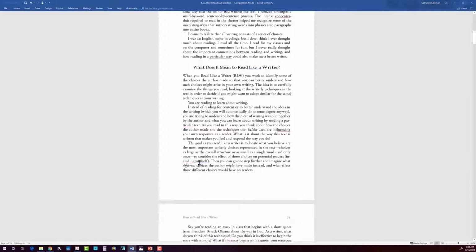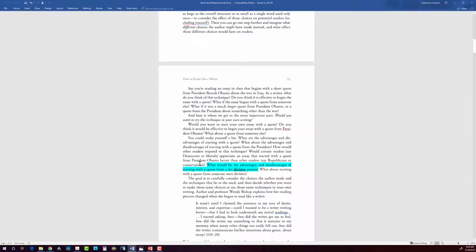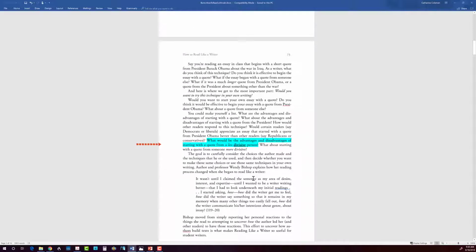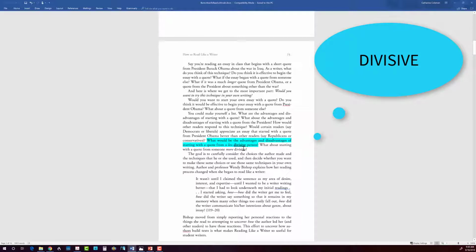Then we move on, scrolling down in your article, and if you've downloaded your article from our class website, I have already identified this vocabulary for you. If not, we're now on page 73. The next adjective is divisive. Divisive is a very good academic adjective.